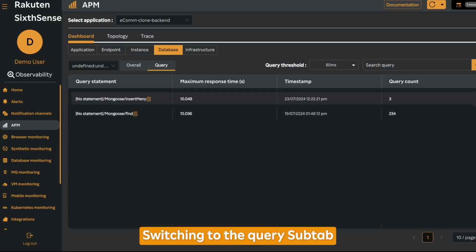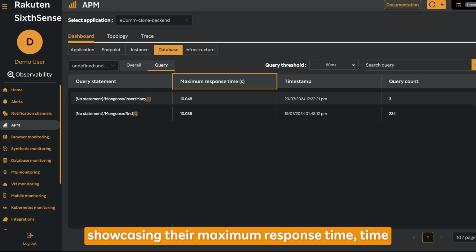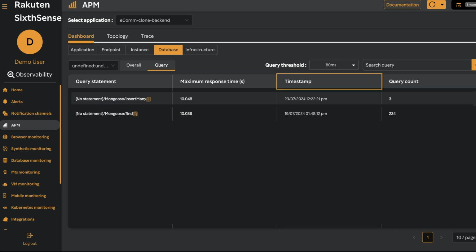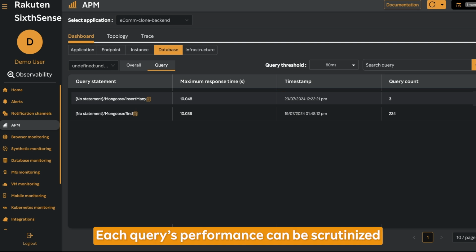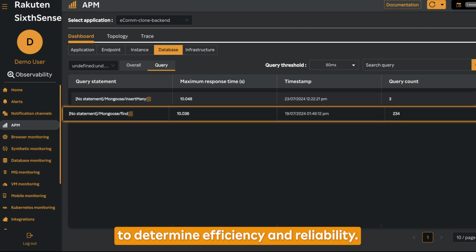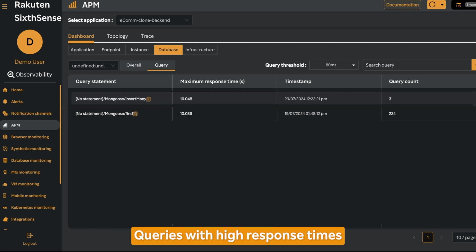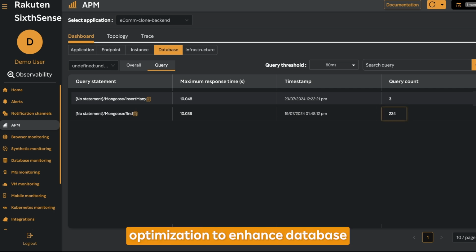Switching to the query subtab, individual query statements are analyzed, showcasing their maximum response time, timestamp of execution, and query count. Each query's performance can be scrutinized to determine efficiency and reliability. Queries with high response times or frequent execution may require optimization to enhance database performance and reduce load.